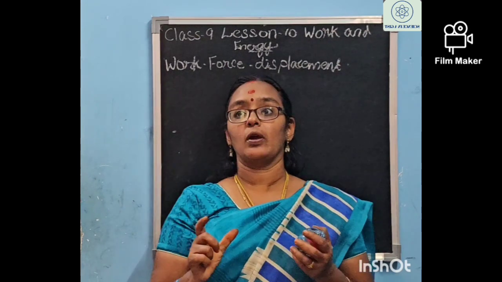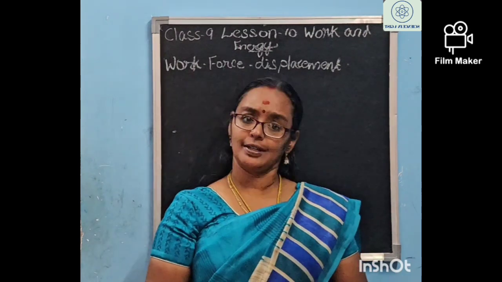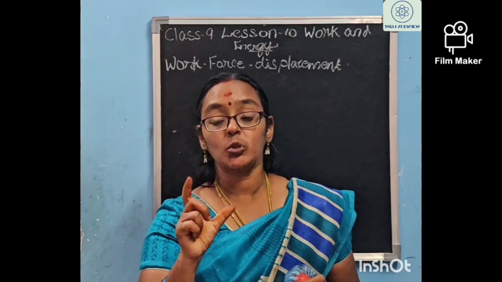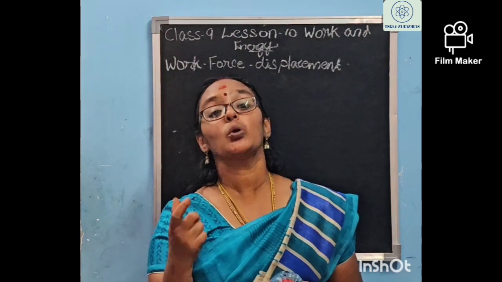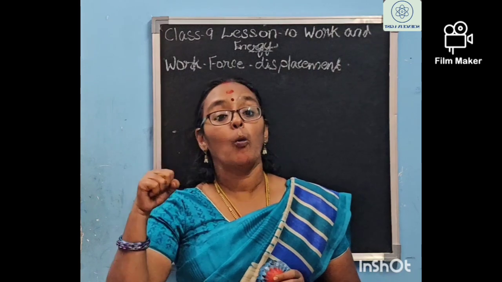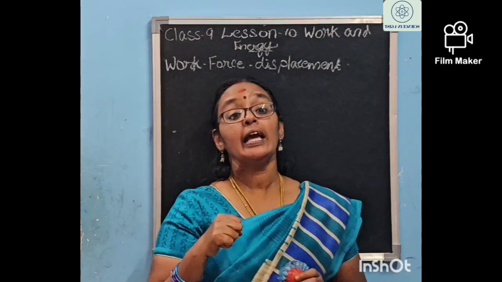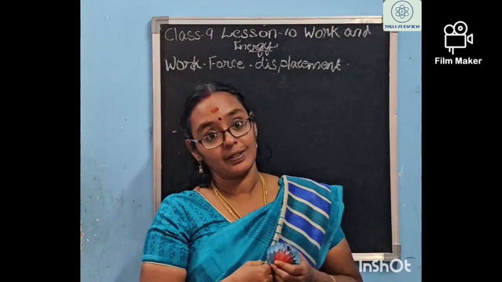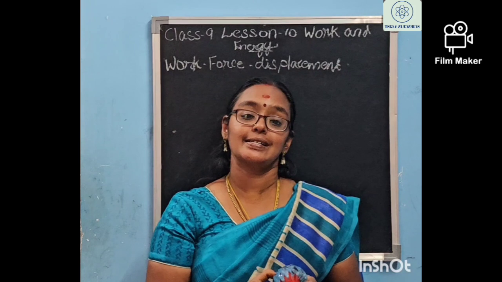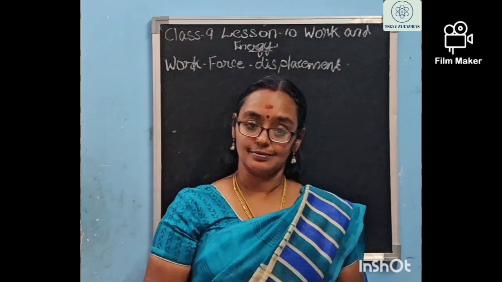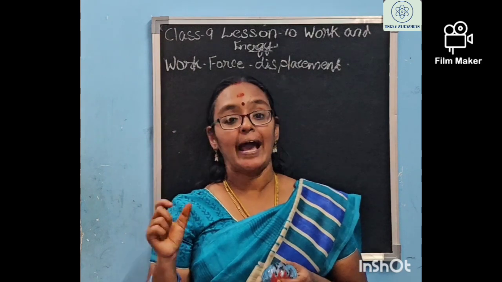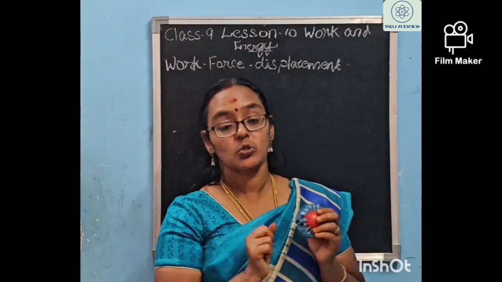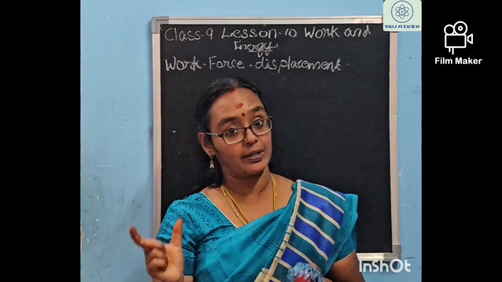Can you define 1 joule? Yes, easily I can define 1 joule. What is 1 joule? 1 joule of work is done when a force of 1 Newton is applied on an object, and that object is displaced by 1 meter in the direction of the force. Force of 1 Newton as well as displacement of 1 meter has to happen on that particular object. Then we can say that 1 joule of work is done on that object.